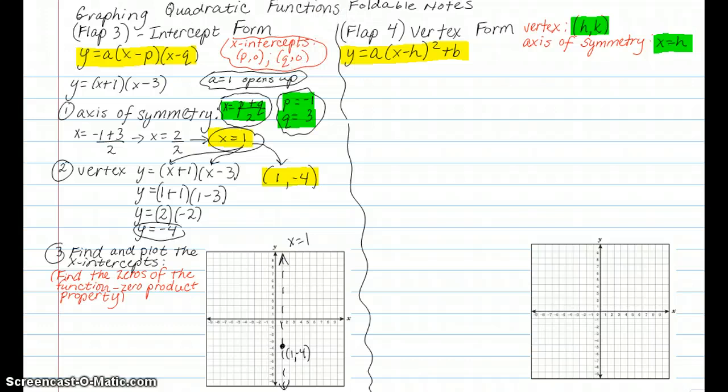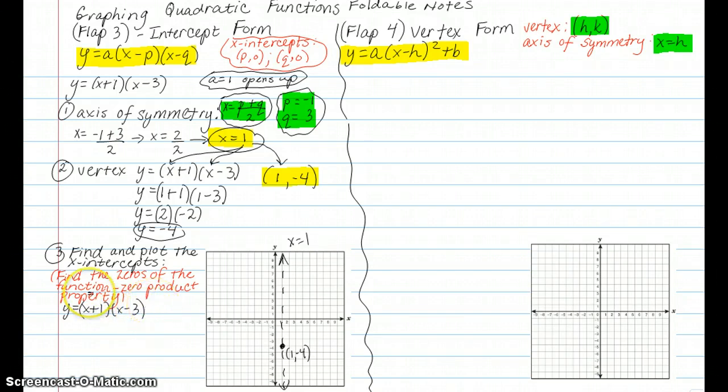y equals x plus 1 times x minus 3. If either one of these were 0, when you multiply anything times 0, it comes out 0. And so if the first one were 0, which would be negative 1 plus 1, then it'd make the whole thing 0. If the second expression were 0, which would be 3 minus 3, so x would be 3, it would make the whole thing 0.